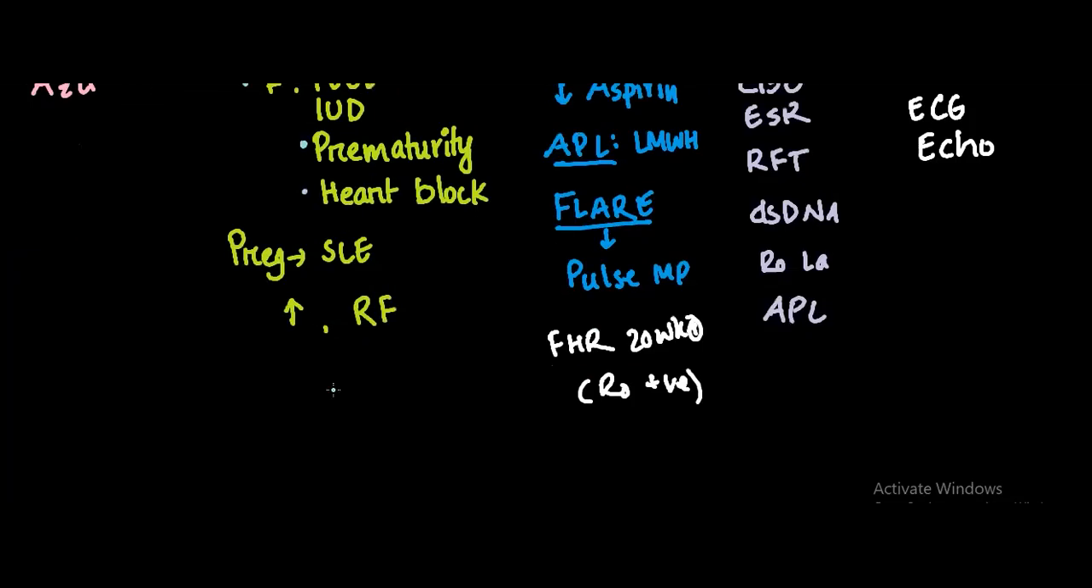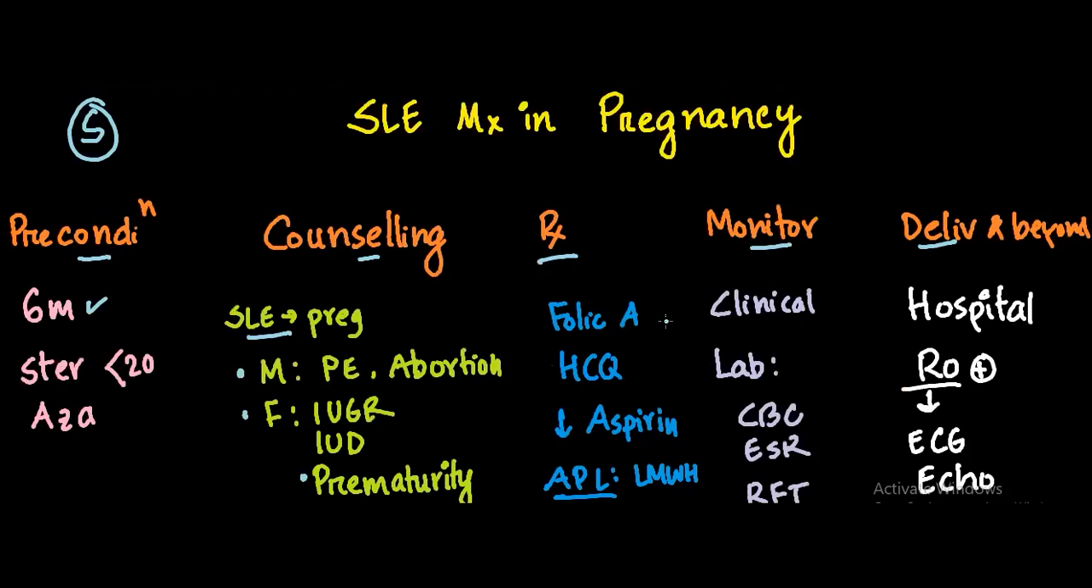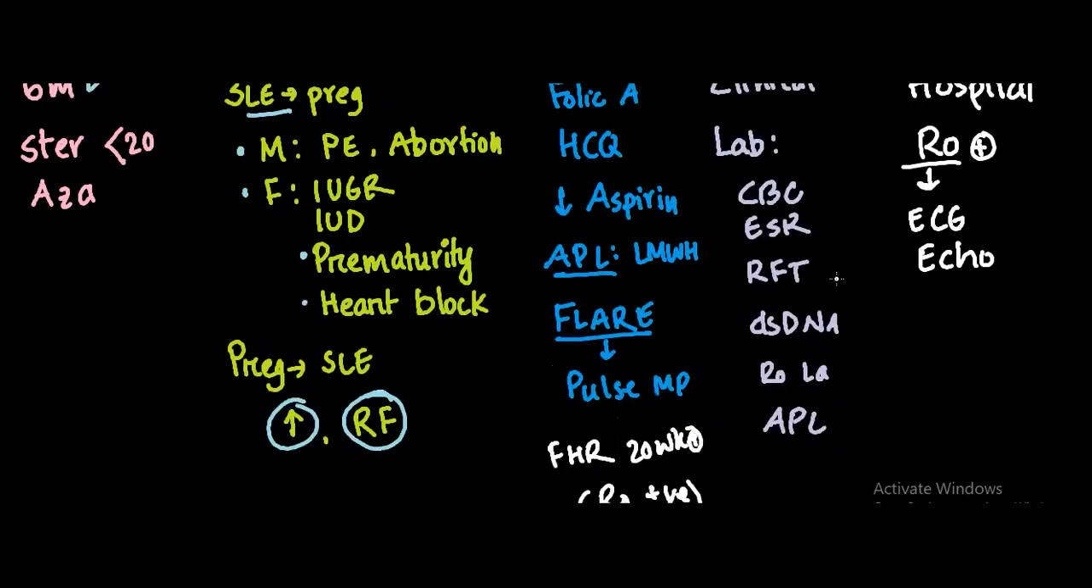What is the impact of pregnancy on SLE? The impact is increased activity of the disease, so flare up of SLE, and increased risk of renal failure. And how to monitor the patient? The monitoring parameters are the clinical monitoring and the laboratory monitoring.